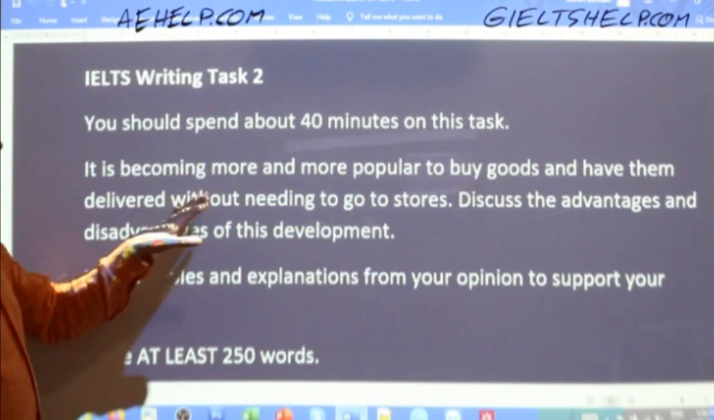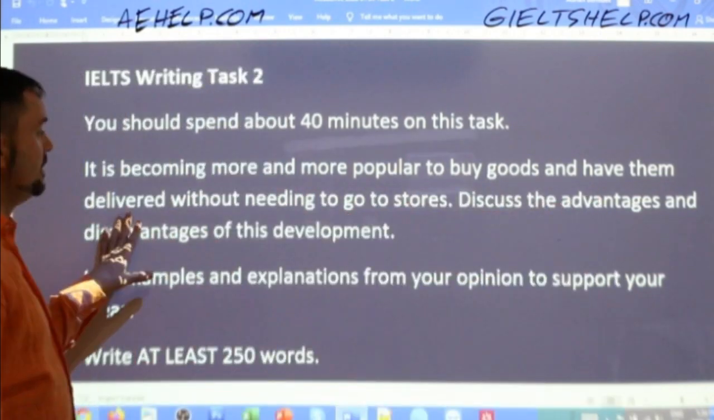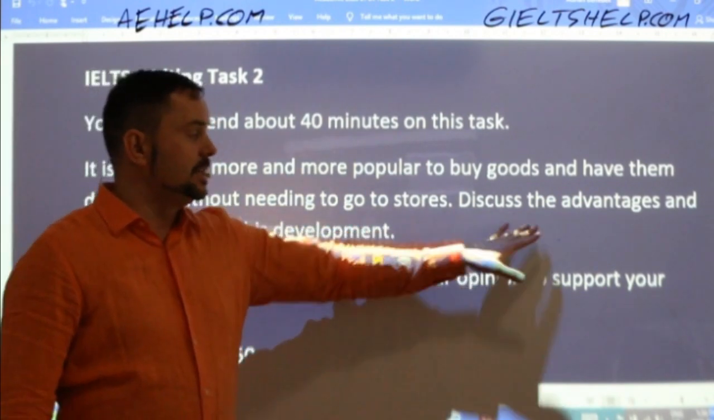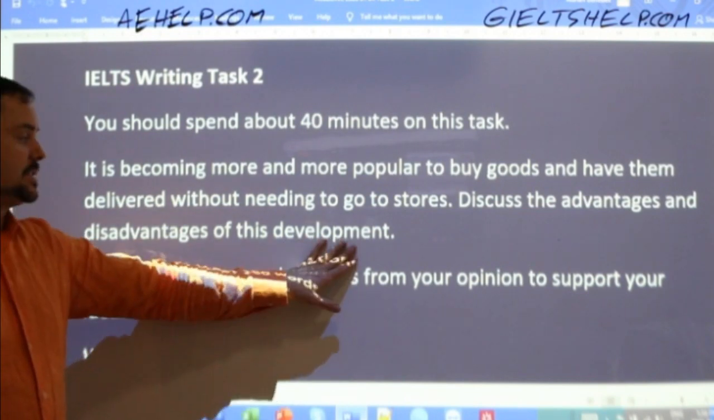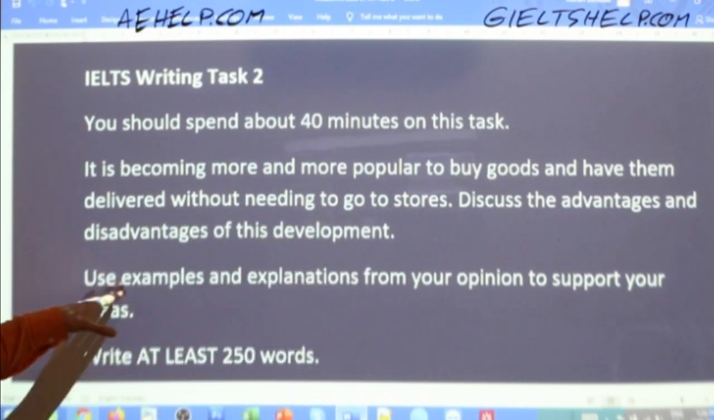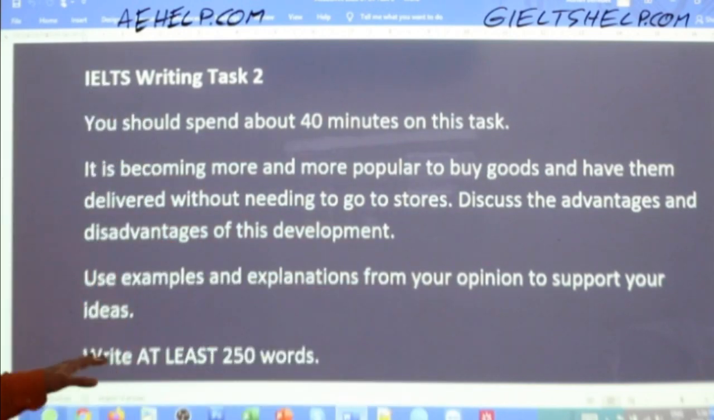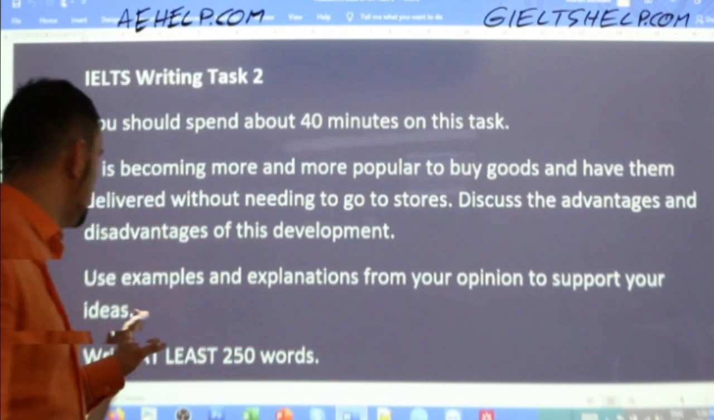It is becoming more and more popular to buy goods and have them delivered without needing to go to stores. Discuss the advantages and disadvantages of this development. Use examples and explanations from your own opinion or from your experience to support your ideas.